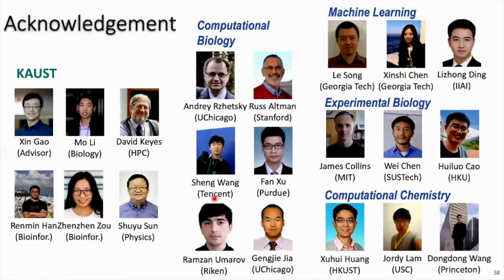So I want to thank my collaborators from different fields during my PhD study. I want to thank my collaborators within the group, such as my supervisor, and the researchers from different fields, including biology, high-performance computing, bioinformatics, and physics. At the same time, I want to thank my collaborators from different institutes and different fields, such as computational biology, machine learning, experimental biology, and computational chemistry. Without collaborating with them, my PhD life would be much less fruitful and enjoyable. I want to give my special thanks to all of them. At the same time, I'm looking forward to collaborating with more researchers from different fields in the future.